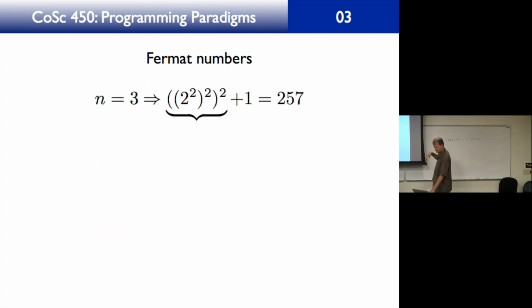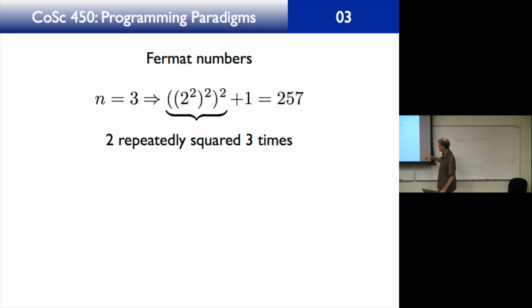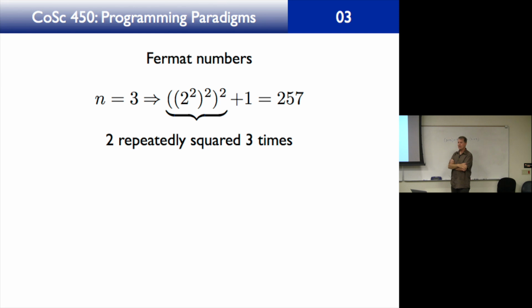Is everybody clear on that? So look here on this next slide. For n equals 3, that's 2 squared squared squared, 2 repeatedly squared 3 times. Does everybody see that? So obviously, in the functional paradigm, it's recursive. We want to find out how each one is related to the one before. The way it's related to the one before is that it's the one before, but squared. So it's repeatedly squared.